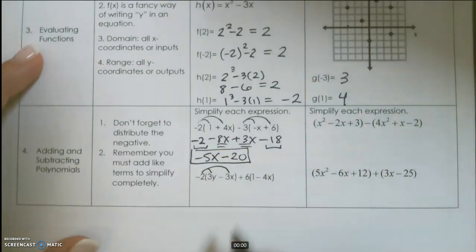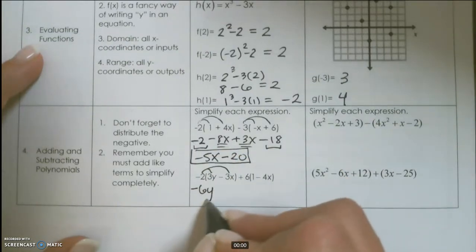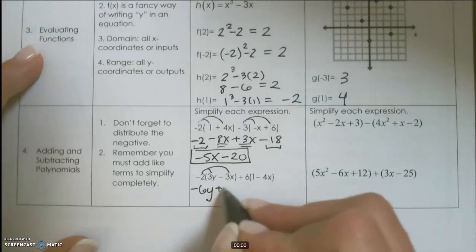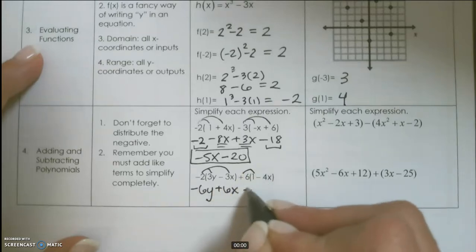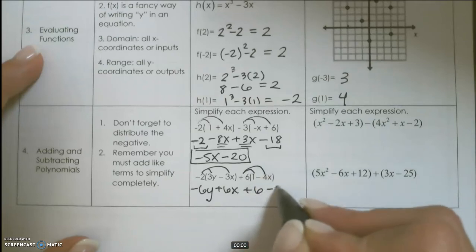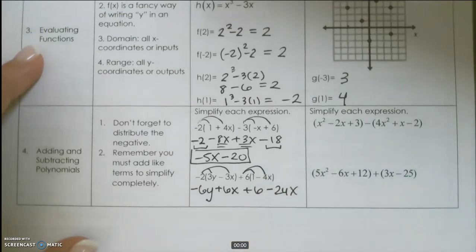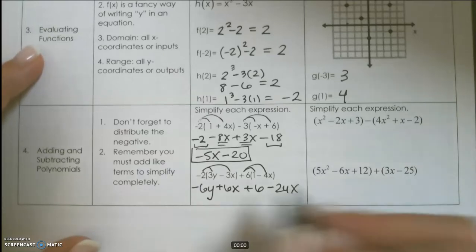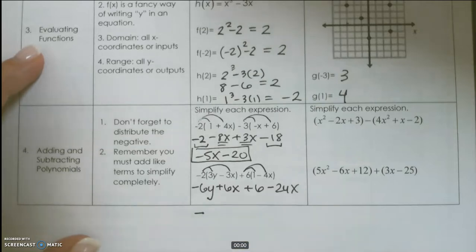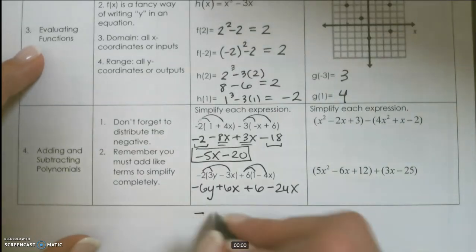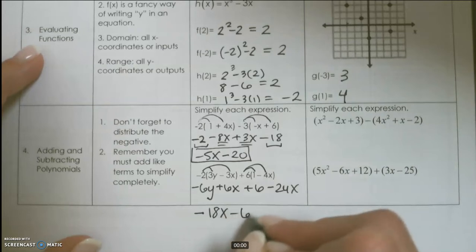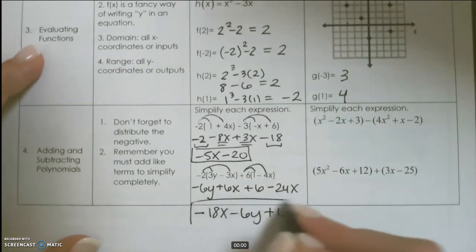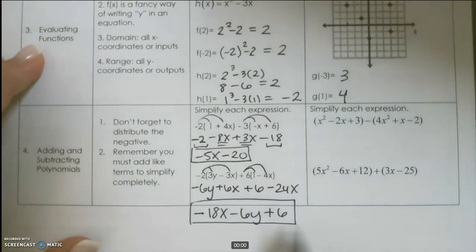Next one, let's distribute. That'd give you negative 6y plus 6x plus 6 minus 24x. We can combine like terms and write it in standard form. Remember, standard form is going to be highest to lowest exponent and alphabetical order. So we could do negative 24 plus 6. That would give us negative 18x minus 6y plus 6. So this is standard form, alphabetical, and highest to lowest exponent.